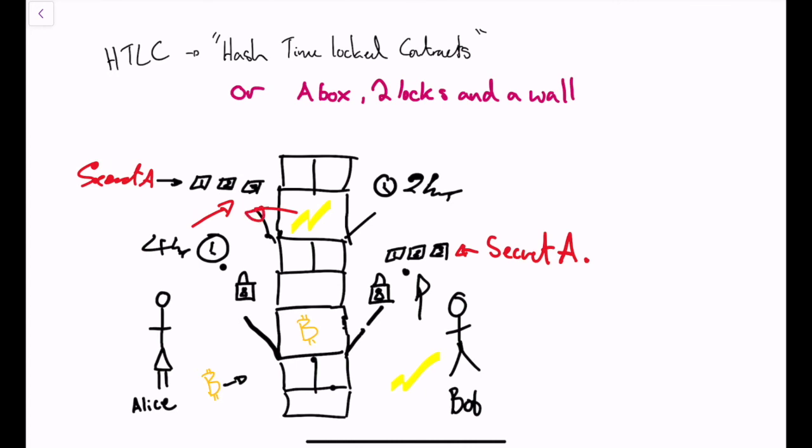Now what happens with Bob is he's got some software over here that's looking at the blockchain, and he sees secret A pop up on there, and then he uses that to unlock the Bitcoin, which now comes out to Bob. Nice and easy. Hopefully that will make sense.